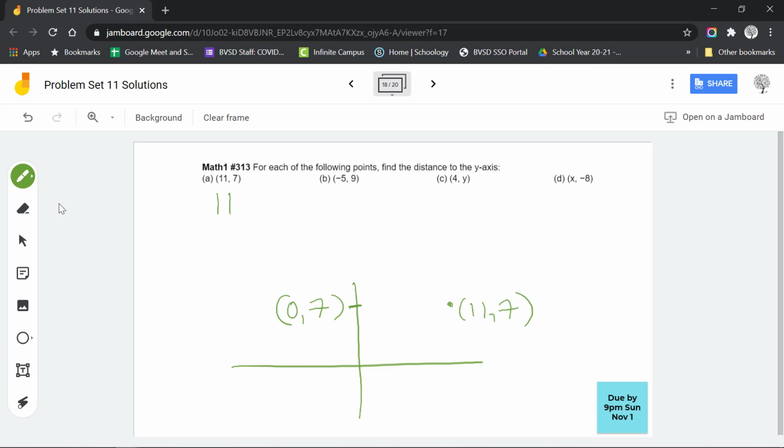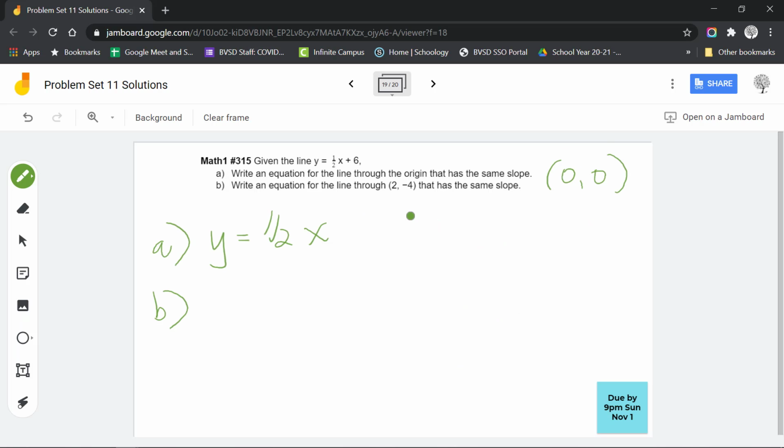And then -5, that's going to be on the other side, right? We're going to compare this to, say, (0, 9). That's going to be 5 spaces away. This one is, of course, going to be 4 spaces away. And this one is going to be x spaces away. So it's easy to think that you want to look at the y-coordinate to know how far you are from the y-axis. But really, the points that are on the y-axis are always 0 something. So when we've got, for instance, (4, y), how far away is that from (0, y)? Well, it's 4 spaces away.